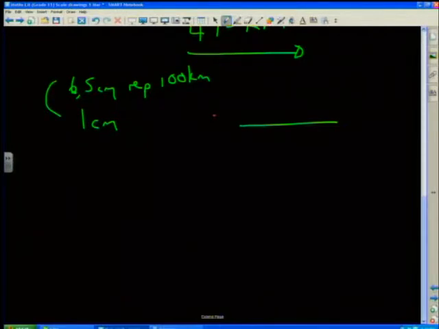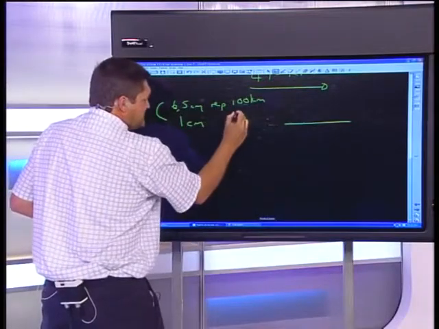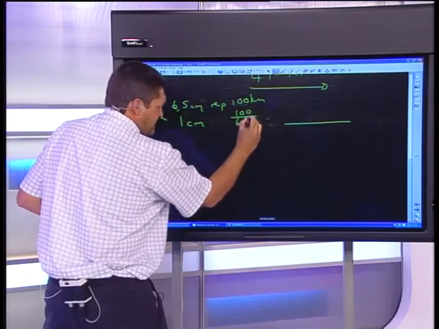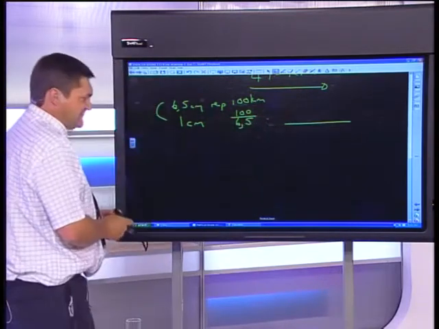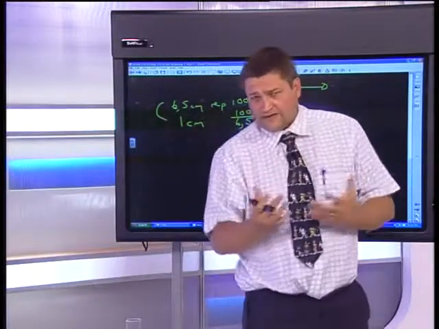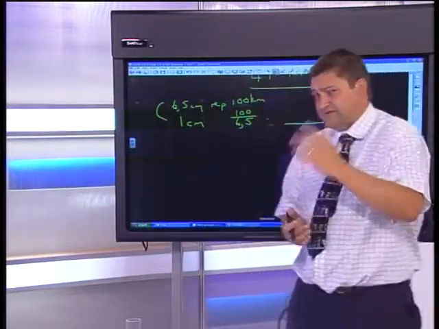I divided by 6,5. So 1 centimeter represents 100 divided by 6,5. Okay? Are we clear on that? I think it's straightforward. It kind of makes sense. It makes sense to me. Hopefully it makes sense to you.